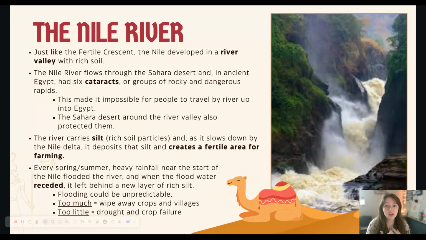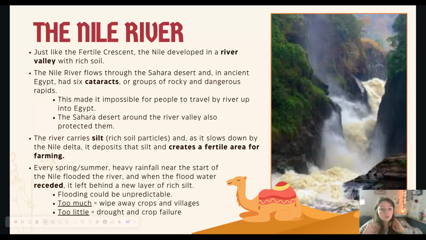Now the river, just like in the Fertile Crescent, carries silt, these soil particles that are so good for farming. And when it slows down at the end of the river, it deposits that silt and creates a really fertile area for farming. That might sound familiar because that's what we saw in the Fertile Crescent. And every spring and summer, just like the Tigris and Euphrates rivers, the Nile flooded too. Every summer, heavy rainfall would happen near the start of the Nile River, which would cause the water to overflow.